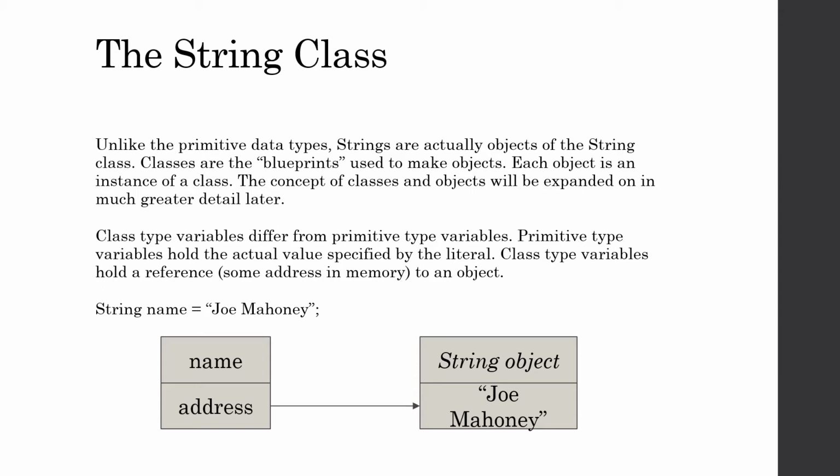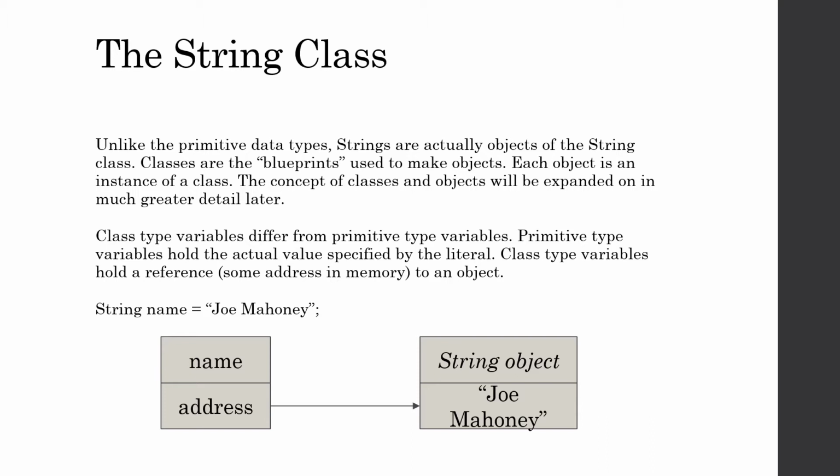To briefly clarify the difference with our class type variables: unlike our primitive types, which hold the value specified by the literal, say when you're dealing with some int, maybe you call it number, and you give it the value 50. If you were to look inside of that number box, using that box analogy, you would find the value 50 inside of that box. But that's not really the case with strings.